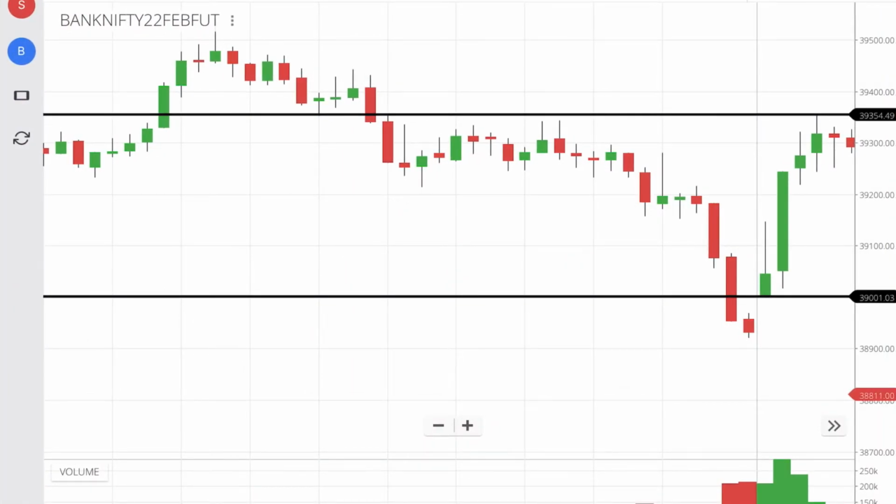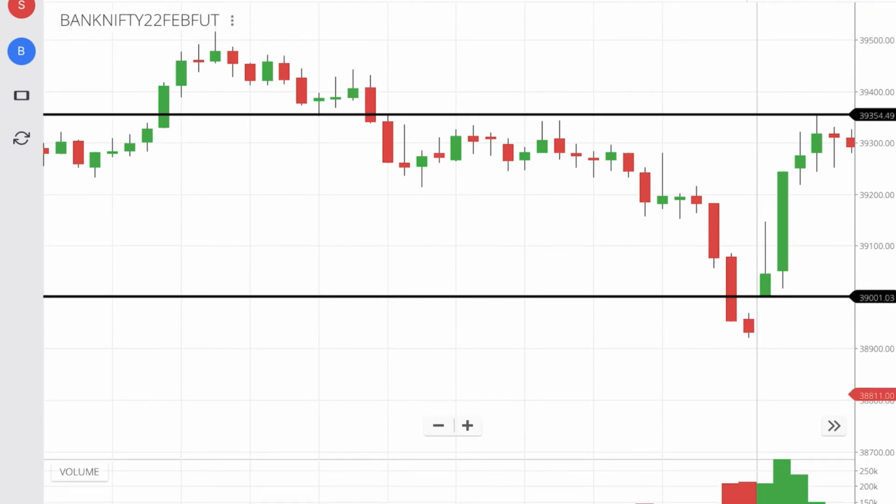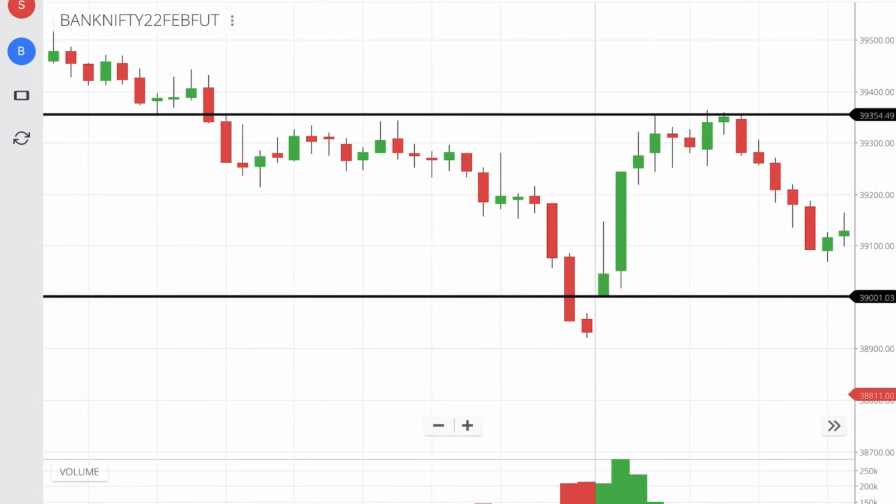Okay, so the opening range is now complete, and now you will see how this opening range high, this is our opening range high and this is our opening range low, works in live markets, also how it works in such a volatile instrument like Bank Nifty. Okay, so the market got rejected from the opening range high level itself.